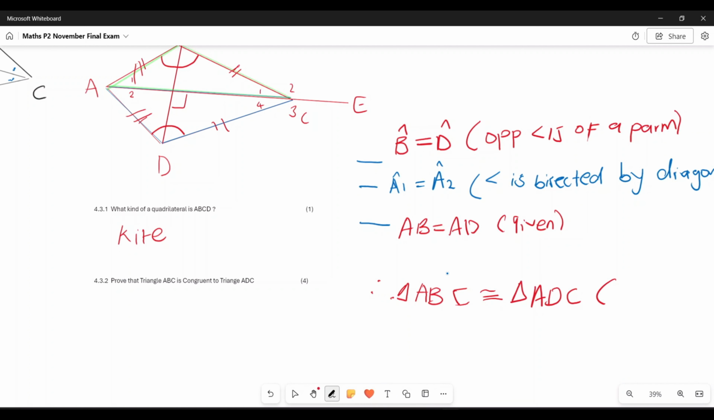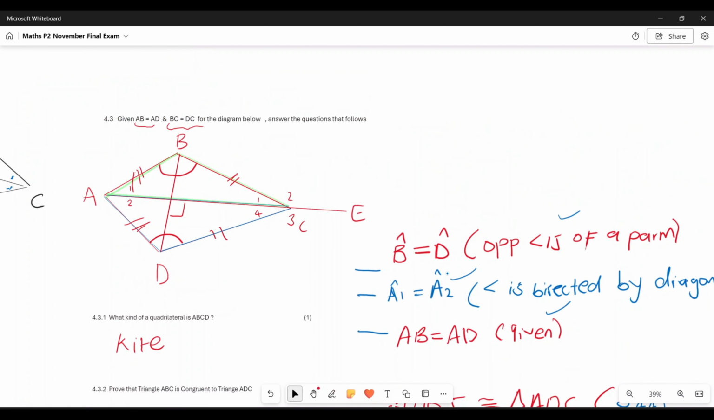And my reason is going to be, can you see here, I have an angle, I have a side, an angle also, and I have a side. So I can say side, angle, angle. Let's say you used this information here instead. Maybe you said BC is equal to DC, and your reason was given. Now you've proved an angle as well as two sides. Your reason would have been side, angle, side.